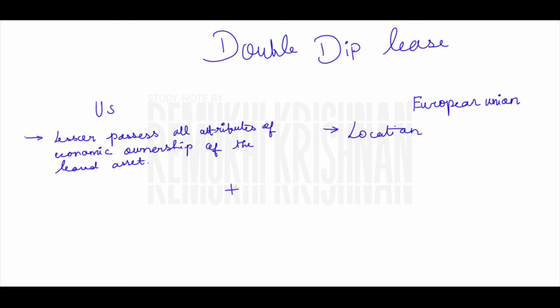So in these cases, with a sufficiently long lease, often it might be 99 years, an asset can end up with two effective owners. Because of these two different laws, there will be two owners for the particular asset, one each in different countries. So this is often referred to as a double dip lease.